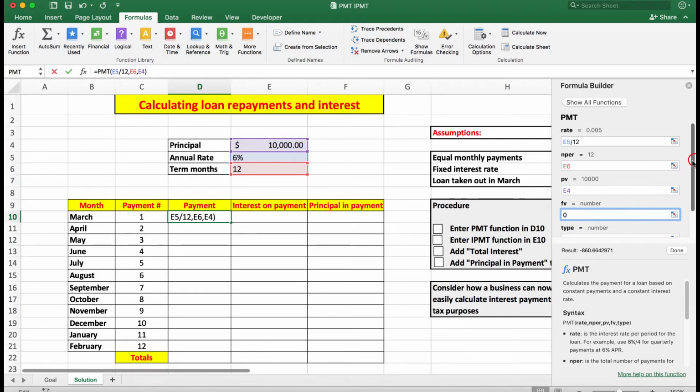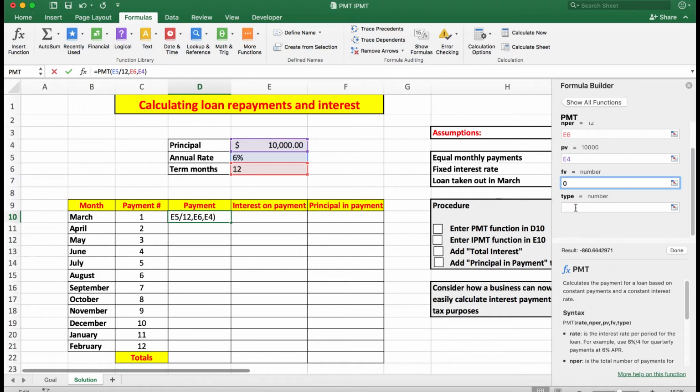And there's one last argument down here, that is the type. Now the type can either be a 0 or a 1. If it's a 0, it means that you are making each payment at the end of each month. If you make it a 1, you'll pay a little less interest, but you need to make your repayments at the start of each month.